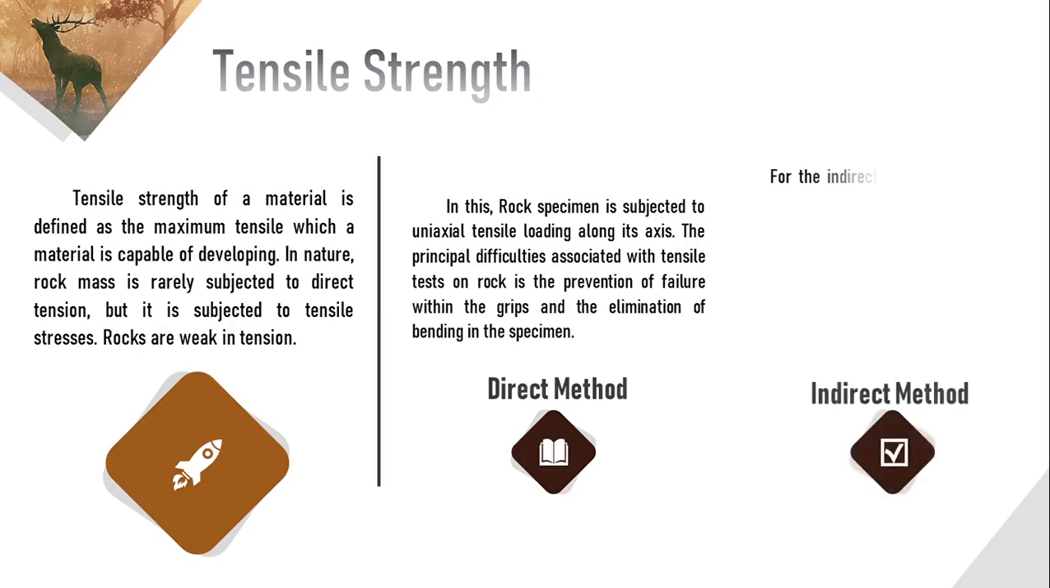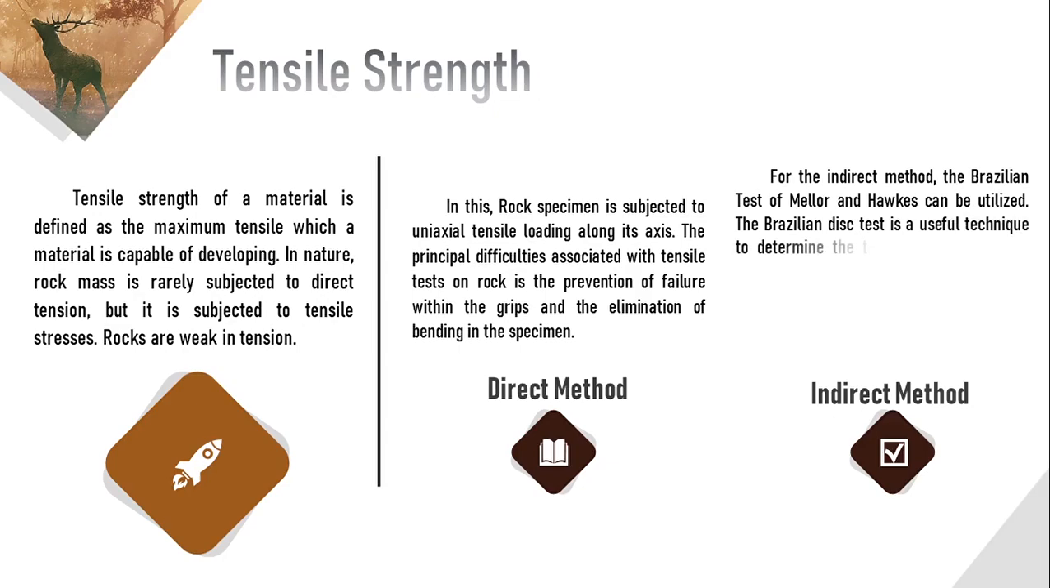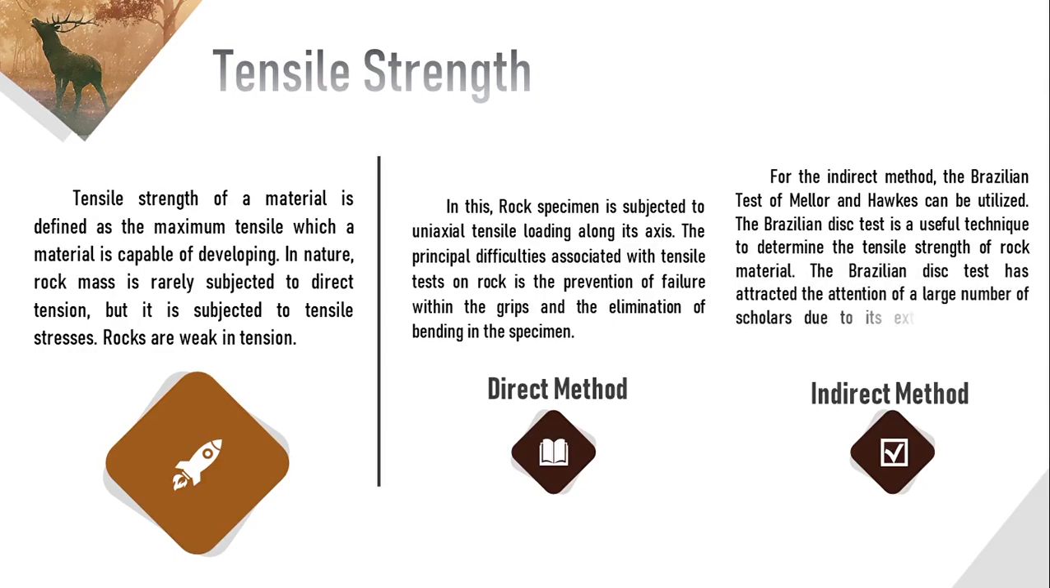Indirect method. For the indirect method, the Brazilian test of Mellor and Hawkes can be utilized. The Brazilian disc test is a useful technique to determine the tensile strength of a rock material. The Brazilian disc test has attracted the attention of a large number of scholars due to its extensive practical importance in engineering application.